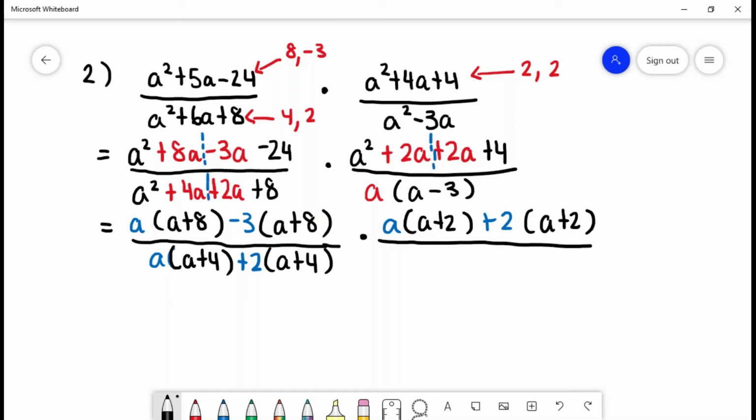And now, finally, what we have here is our a times a minus 3, so we're just going to write that as is.